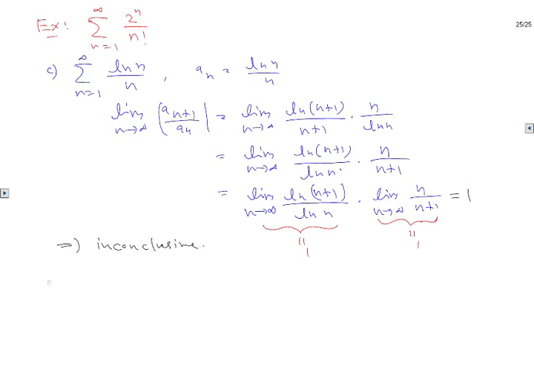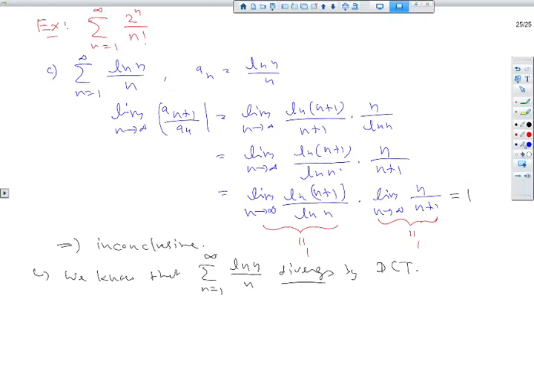But we know that the series sigma n going from 1 to infinity of ln n over n diverges by the direct comparison test. So it's a simple direct comparison argument. You know that the series diverges, but the ratio test does not work here. Okay, so let's go to the other one.